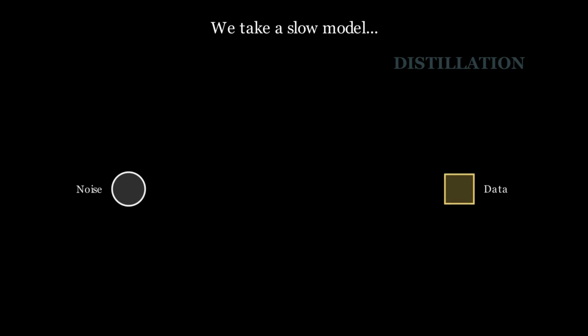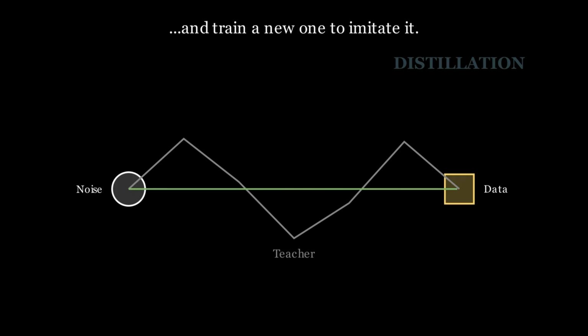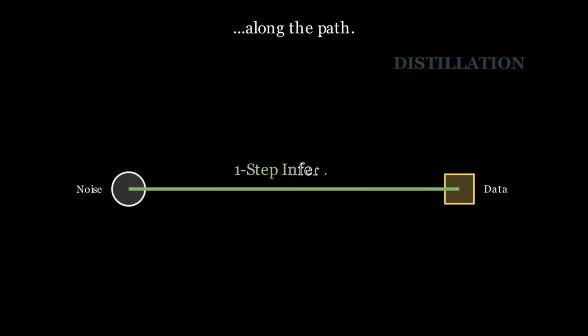So how do we get the best of both worlds? The answer is distillation. We take a slow model and train a new one to imitate it, not by copying outputs, but by matching the velocity along the path. This allows the new model to jump directly from noise to data in just one step.